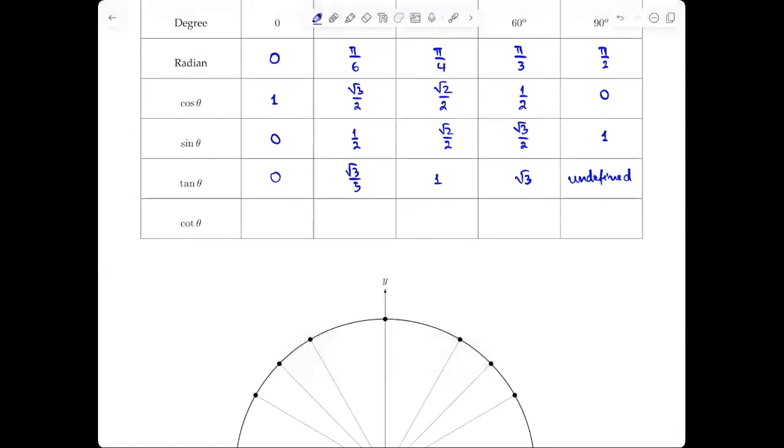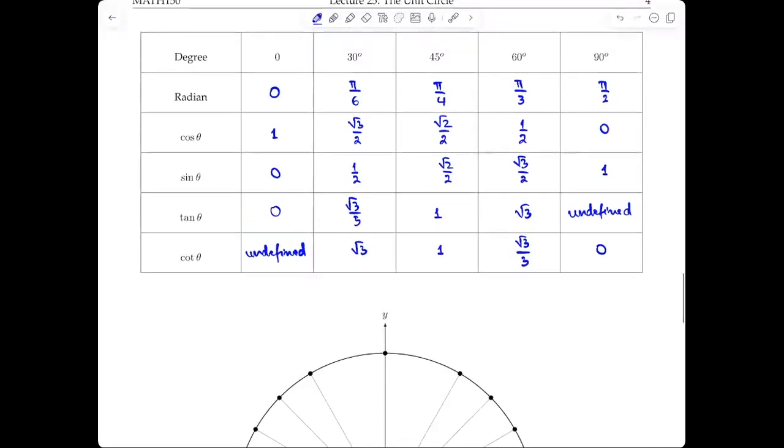Now, again, you take this result and you just mirror it at 1, right? You should have, this is undefined. This is root 3. This is 1. This is root 3 over 3. And this is 0. And the questions on this table, right? So hopefully you're familiar with this table.